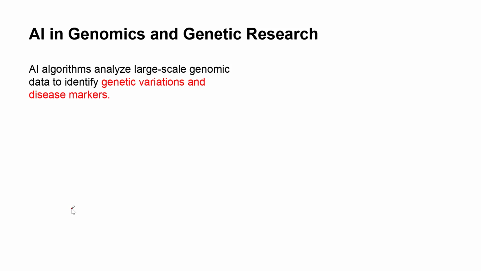Genetic variation, of course, refers to the differences that exist between individuals of the same species. So you can have a genome, and from that genome, you might not know what actually happened or whether there is any mutation or not. But with an AI algorithm, it will be able to analyze the large-scale genome data within a short period of time and identify genetic variation and disease markers.